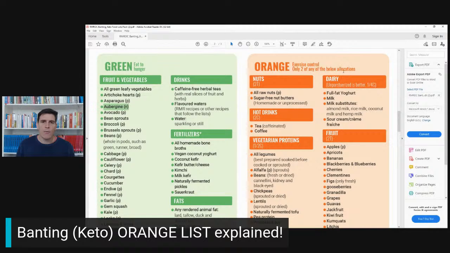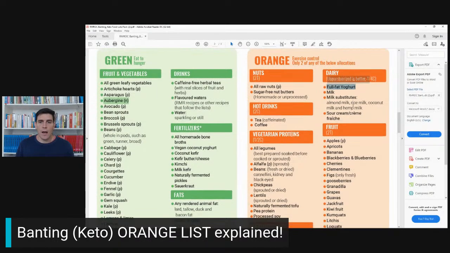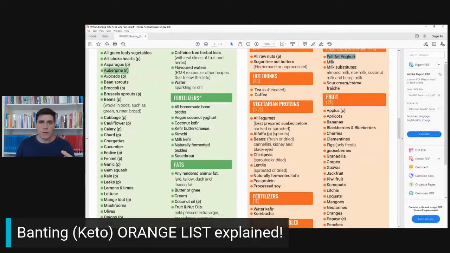So the first thing you'll see at the top of the orange list is it says exercise control, only 2 of any of the below allocations per day. It doesn't say per day there, but it's per day. So that means that you can have a 1/4 cup of full fat yogurt and, for instance, 2 cups of coffee from the orange list. And then that's your orange list allocation done for the day.